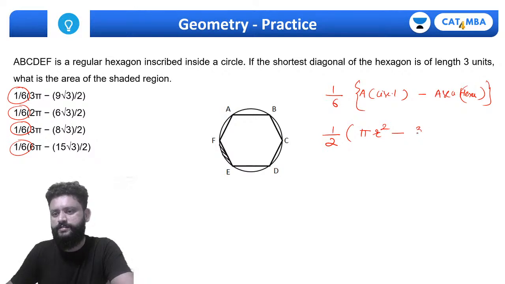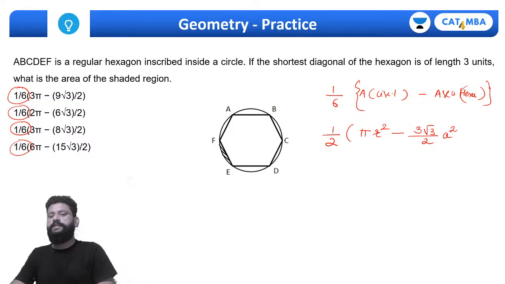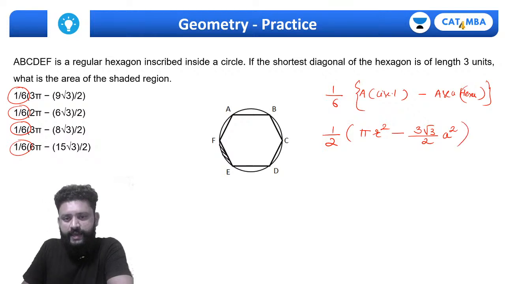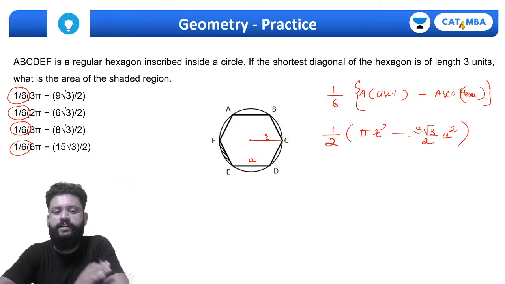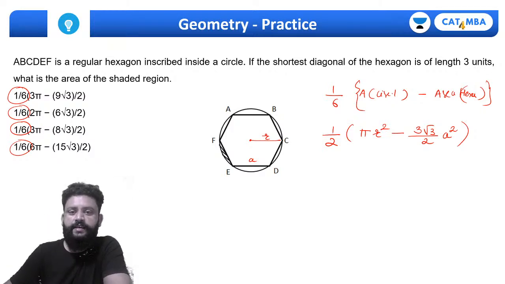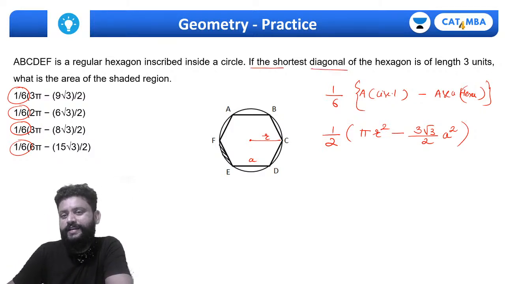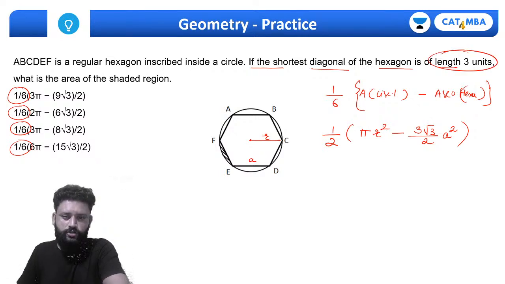Area of hexagon is 3 root 3 by 2 into a square, that is 6 times the area of an equilateral triangle. That's what we know, where a is the side of the hexagon and r is the radius of the circle. But the problem is we are not given either the radius or the side of the hexagon. What we are given is the shortest diagonal of the hexagon is 3 units in length. Shortest diagonal. So let's talk about the shortest diagonal.